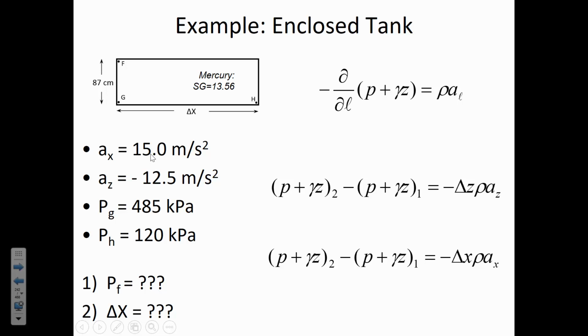So the key points here is keep track of the correct location 2 versus location 1. Remember, further to the right will be 2, and further above, when you're working the z direction, the one that has the higher elevation will be location 2. And then the other factor is units here. We have pressures defined in kilopascals. You're going to need to change that to either pascals or newtons per meter squared to be able to substitute those pressures into the equation.